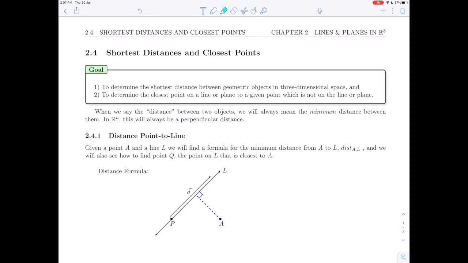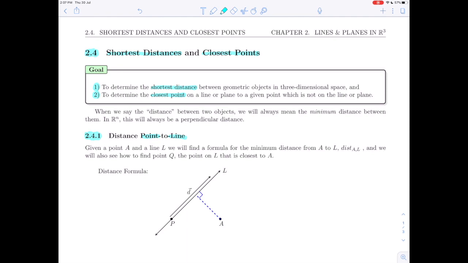In this video we are going to start section 2.4, which is about shortest distances and closest points, and in particular we'll do section 2.4.1, the distance from a point to a line. Let's look at the goals for this section first. The first is to determine the shortest distance between geometric objects in three-dimensional space, and the second is to determine the closest point on a line or a plane to a given point which is not on that line or plane.